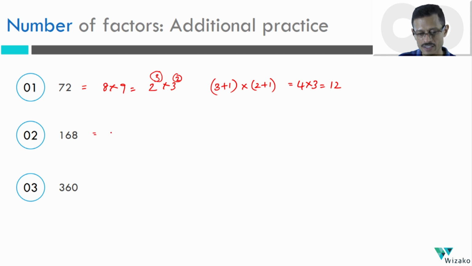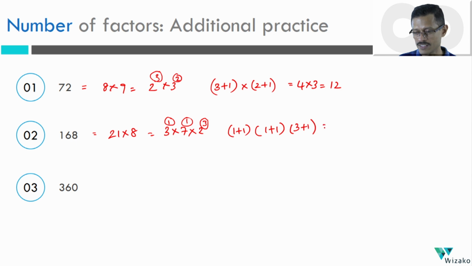168, we'll start it off as a 21 into 8, right? So 168. 21 is a 3 into 7, 8 is a 2 cube. Let's increment each of these powers. 1 plus 1 is incrementing this power. 1 plus 1 is incrementing this power. 3 plus 1 is incrementing the power of 2. So this essentially translates to 2 into 2 into 4. The number 168 has got a total of 16 factors.